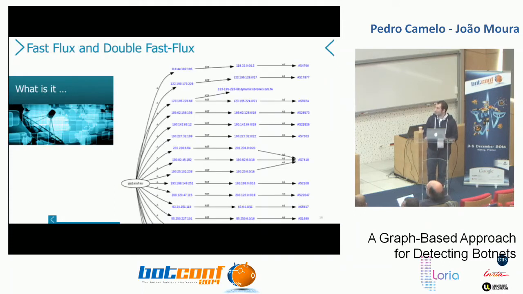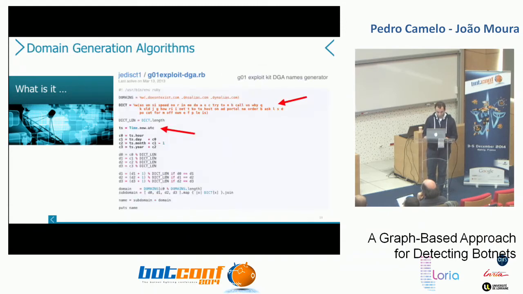So this is a typical fast flux. This is taken from Wikipedia. You are used to it, so I won't be explaining. But in a small phrase, it's just a lot of records for a small period of time, and this is done through a low TTL value. They have DGAs. Some of them are random based, some others are dictionary based. This particular one is a dictionary one. It's time sensitive, as you may see in the code.